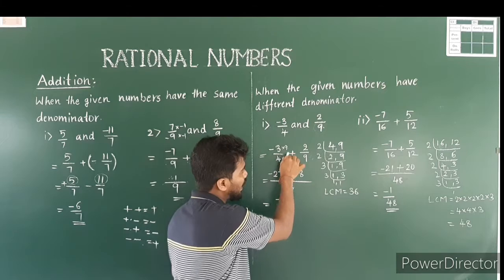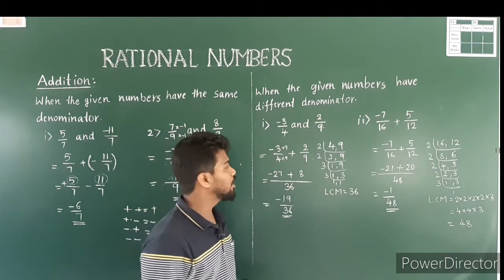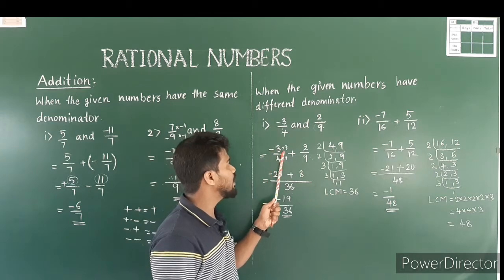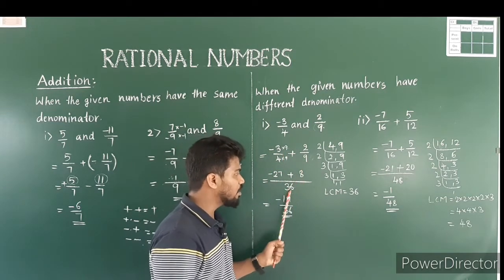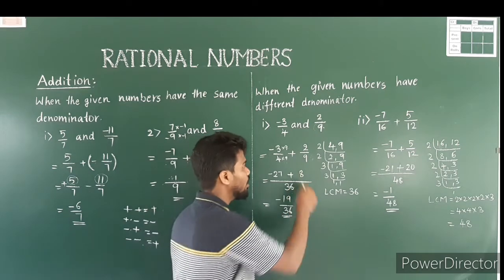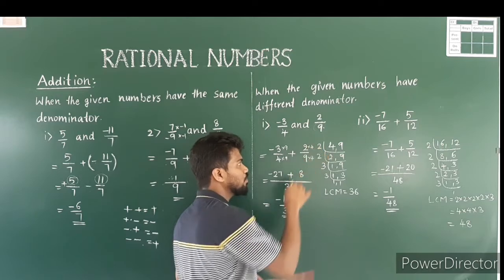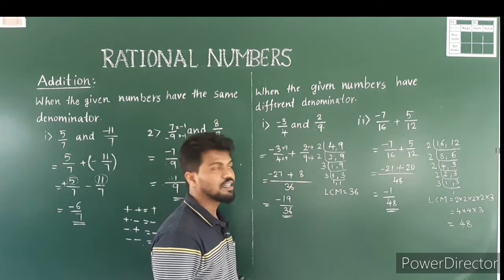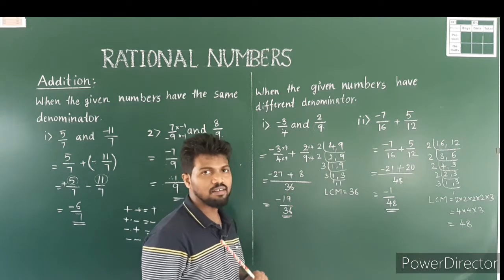So you multiply 9 into 9 into 9, both numerator and denominator. So minus 3 nines are minus 27. So 9 how much are 36? 9 fours are 36. So multiply 4 here also. So 2 fours are 8. So minus 27 plus 8 divided by 36.